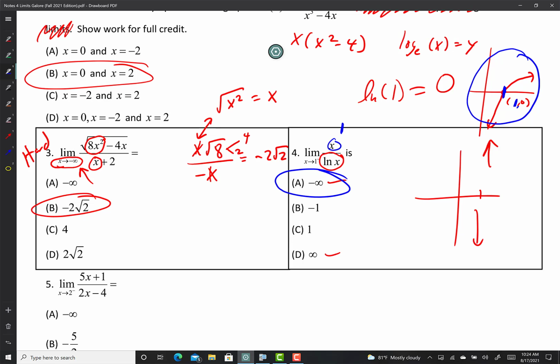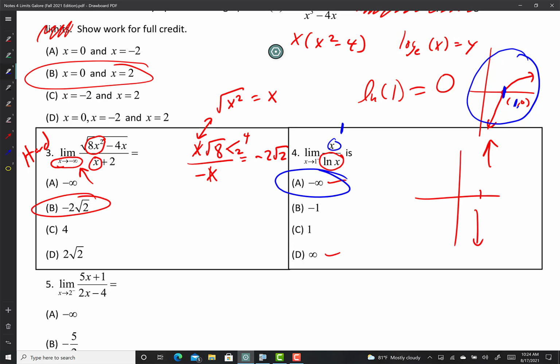Can you go back and explain how, so you said we know that ln of 1 is 0. Yes. But then how did you get from there to drawing the graph? Well, I didn't draw the graph. I just drew the behavior as I approach 1. I know that I'm either approaching positive infinity or negative infinity. I don't know which one.